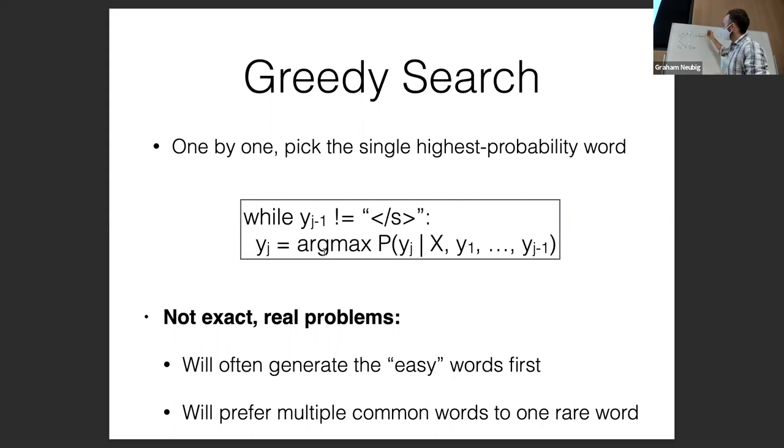Or let's say what location is CMU in? So then the probability of New is 0.6, and then we have a 0.5 probability of York and Jersey, and then a 1.0 probability here.